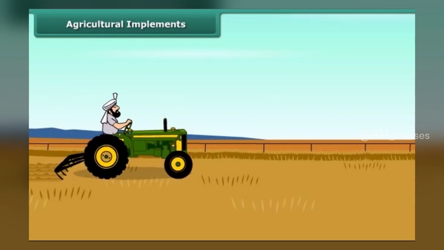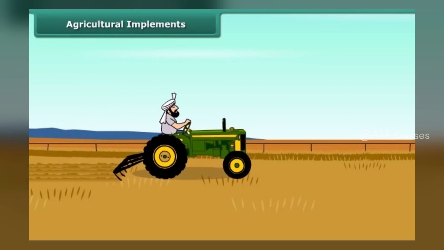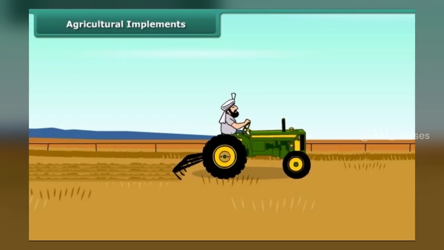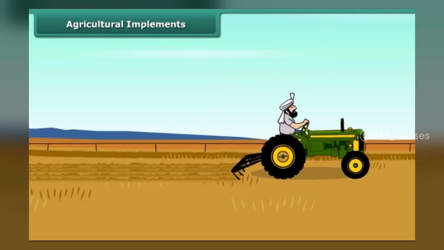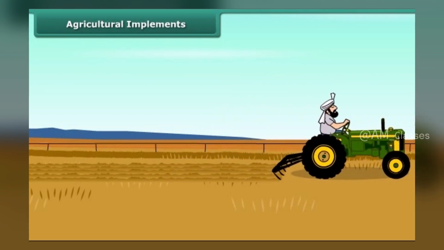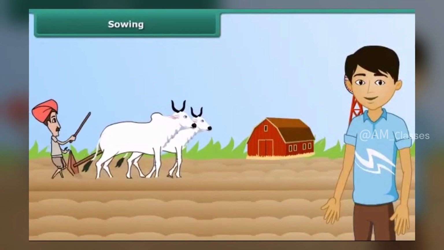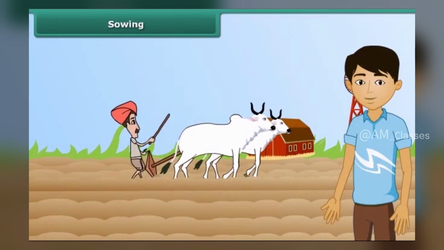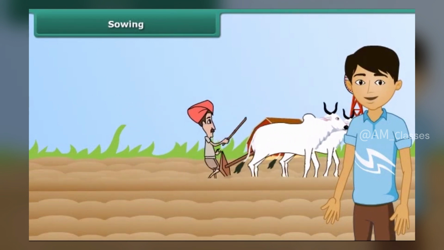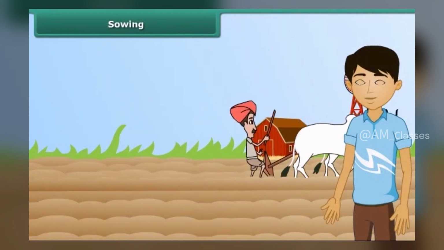Most of you must have seen tractors in the farms. Nowadays, plowing is done by a tractor-driven cultivator, which saves both labor and time. Once plowing is done, the next step is sowing. Before sowing, farmers select good quality seeds to get high yields.